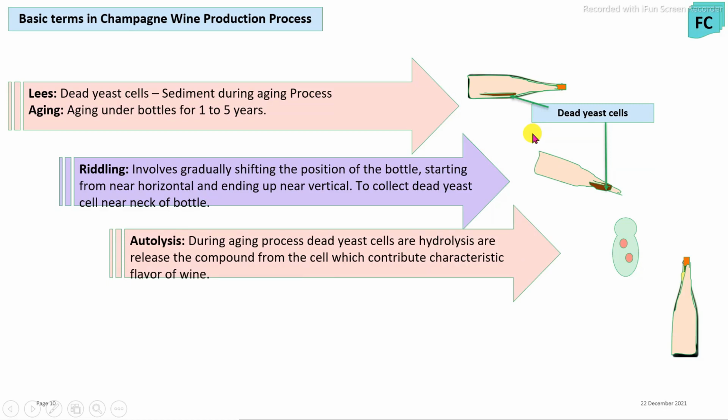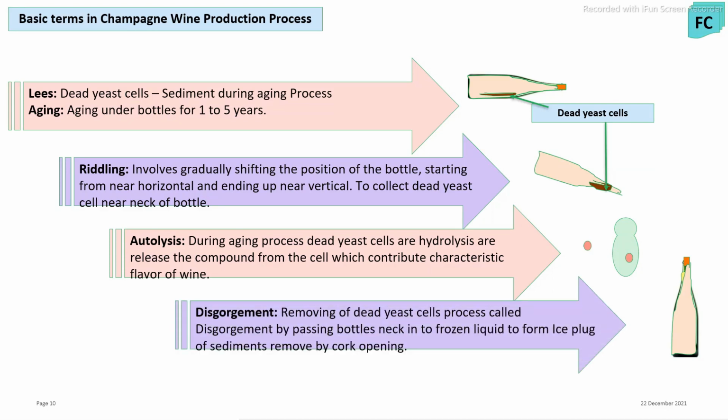The next term is autolysis. Autolysis means that during the aging process, the components inside the dead yeast cells are released from the dead cells by hydrolysis. These compounds are released from inside to outside, providing the specific flavor to the wine, and this is called autolysis.